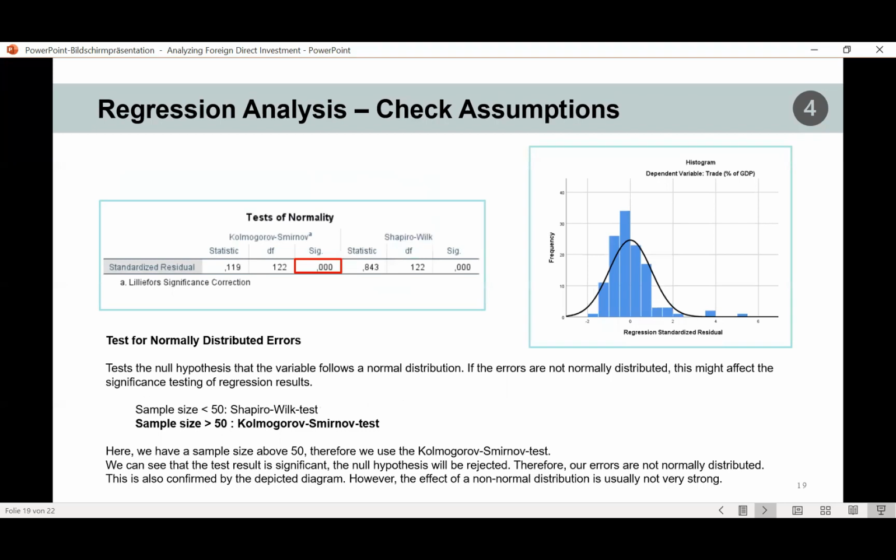Furthermore, we are having a look at the test for normally distributed errors, and as our sample size is above 50, we use the Kolmogorov-Smirnov test, and we can see that the result is significant, thus the null hypothesis can be rejected. This means that the errors are not normally distributed, which can be seen in the histogram on the right side.